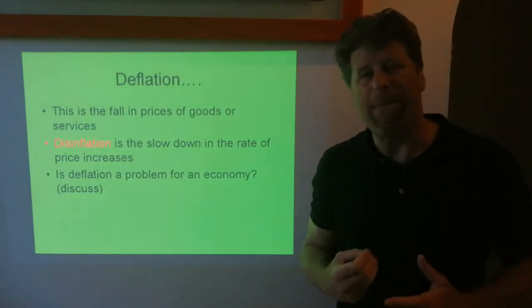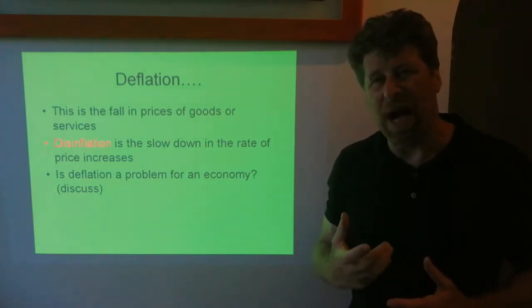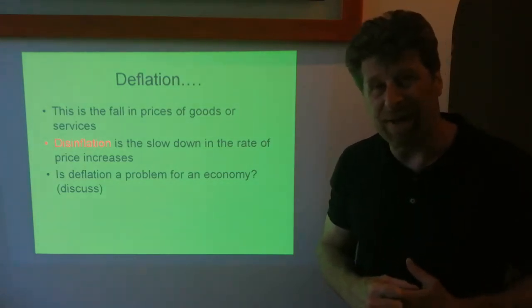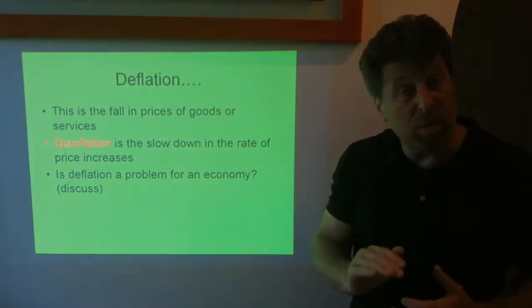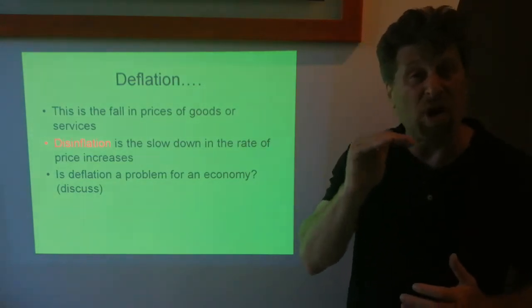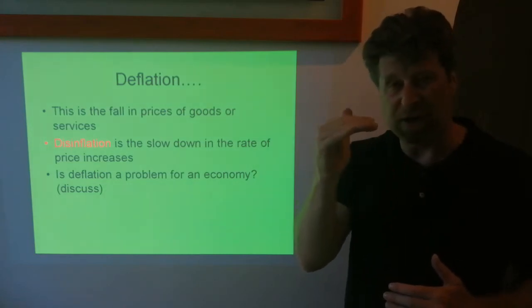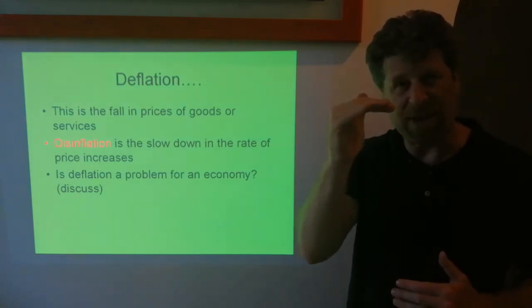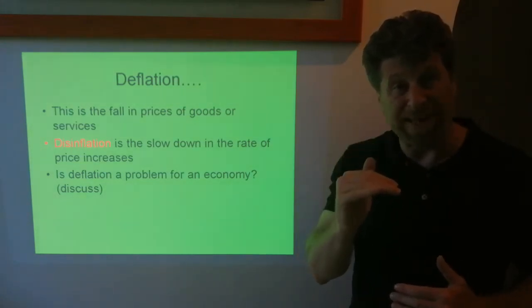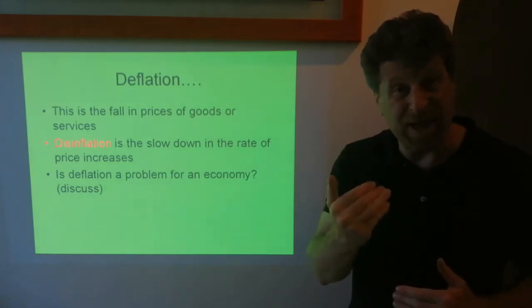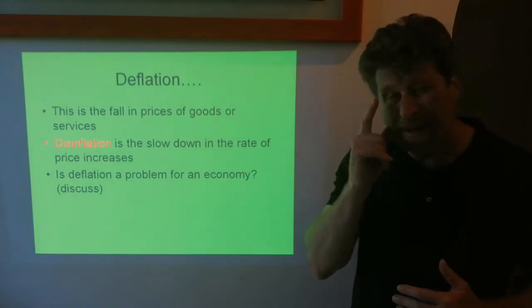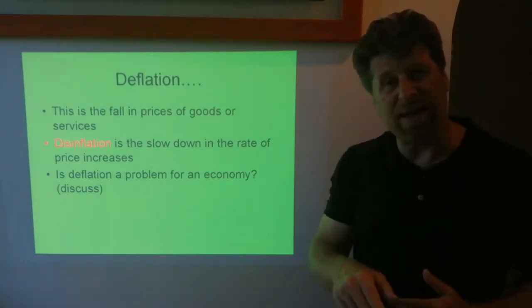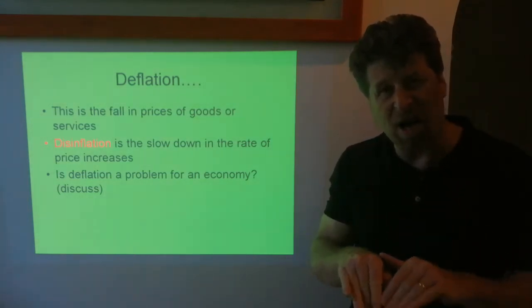We shouldn't mix deflation up with disinflation. Disinflation is when inflation goes down. Prices still go up, but they don't go up so fast. For example, if you've got 5% inflation and it goes down to 4%, that's disinflation, but prices are still going up 4%. But deflation is when they go into the negative, so they actually start going down.